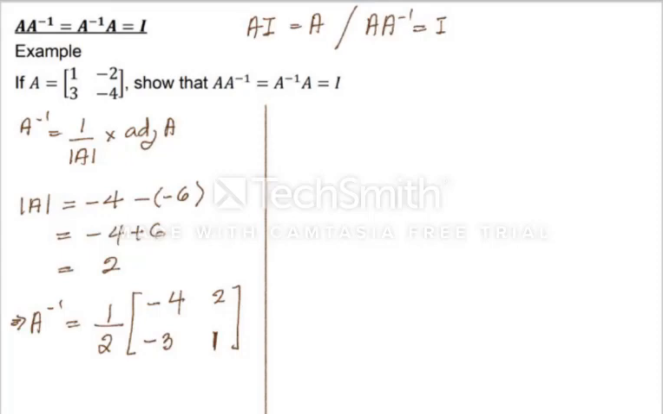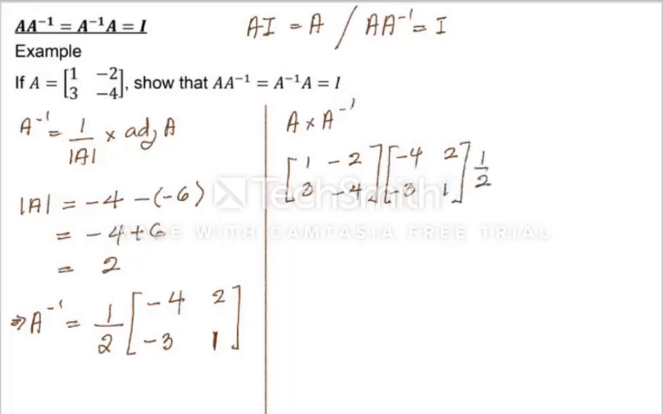So we're asked to show that A times A inverse is I. So let's multiply A by A inverse. A is the matrix 1, 3, minus 2, minus 4. And A inverse is the matrix minus 4, minus 3, 2, 1. And then lastly, we must multiply by a half. So let's multiply the two matrices first.